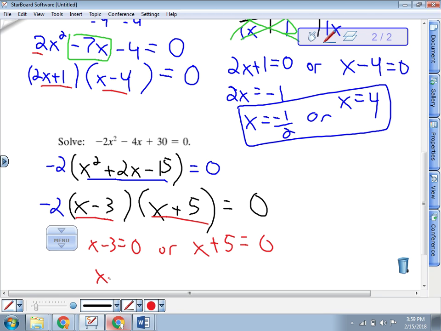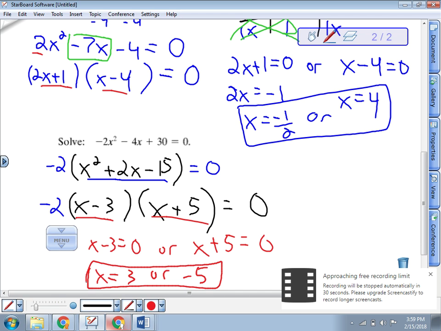So we know the answer is going to be x equals add 3 or subtract 5, so it's going to be negative 5. And then there's your final answer. So that is how you're going to solve by factoring. Follow those steps.